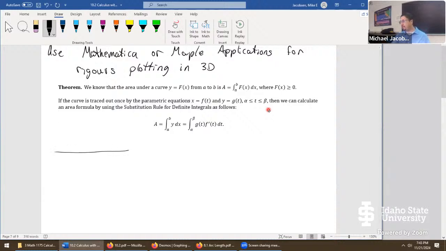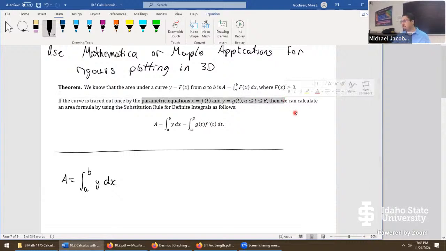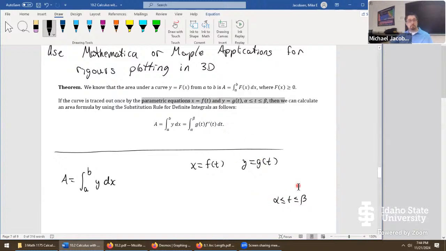It starts off by saying area is the definite integral from a to b of y dx. But then there's a little bit of extra information in the problem. Our curve can be described parametrically this way. So x is f of t, y equals g of t, and they're saying even more with the parameter value. We have alpha less than or equal to t, less than or equal to beta, which is going to be our new limits of integration.